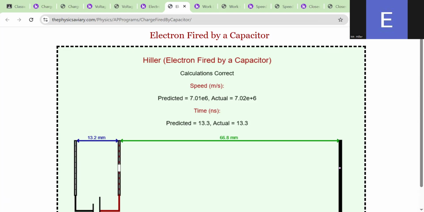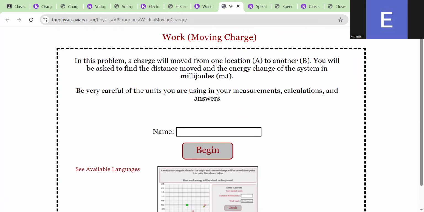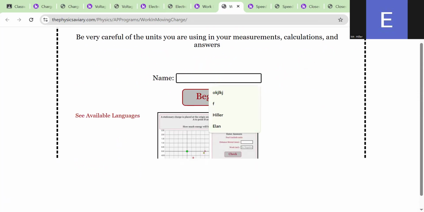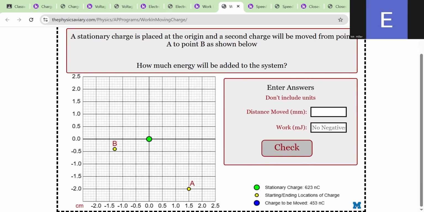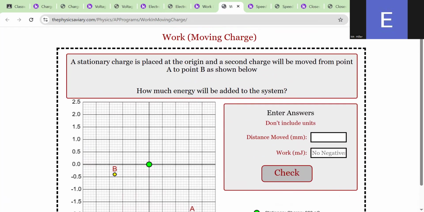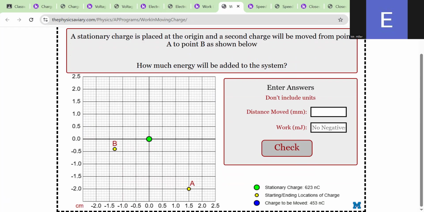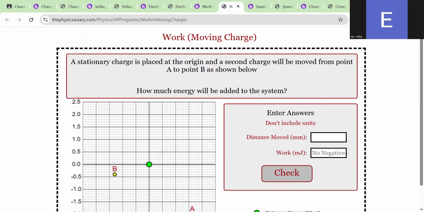Okay, on to question 4. Question 4 is called work due to a moving charge. Put your name into the program and let's begin. Now for this one, you're first going to have to find the distance between A and B. A stationary charge is placed at the origin and a second charge is going to move from point A. You can see where my point A is, 1.5 over and 2 meters down, all the way over to position B. So you're going to move a charge relative to a stationary charge. The question is how much energy will be added to the system.